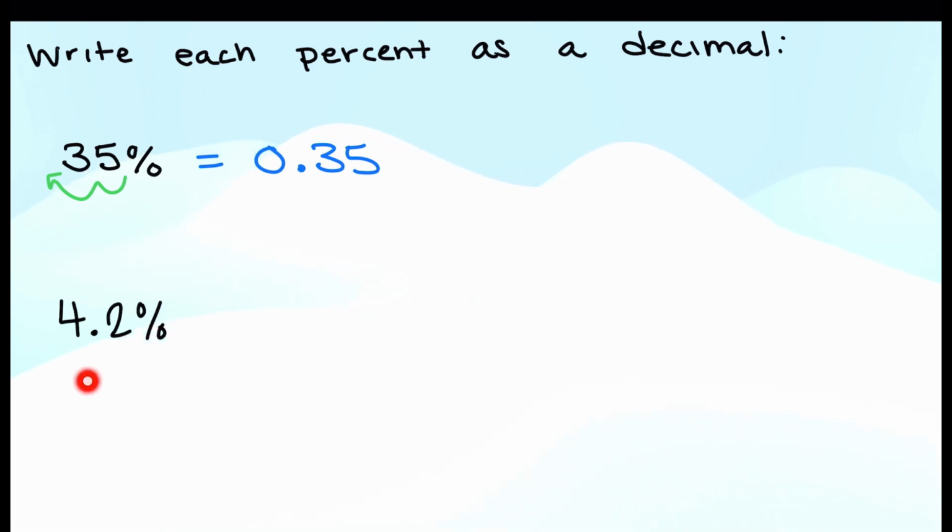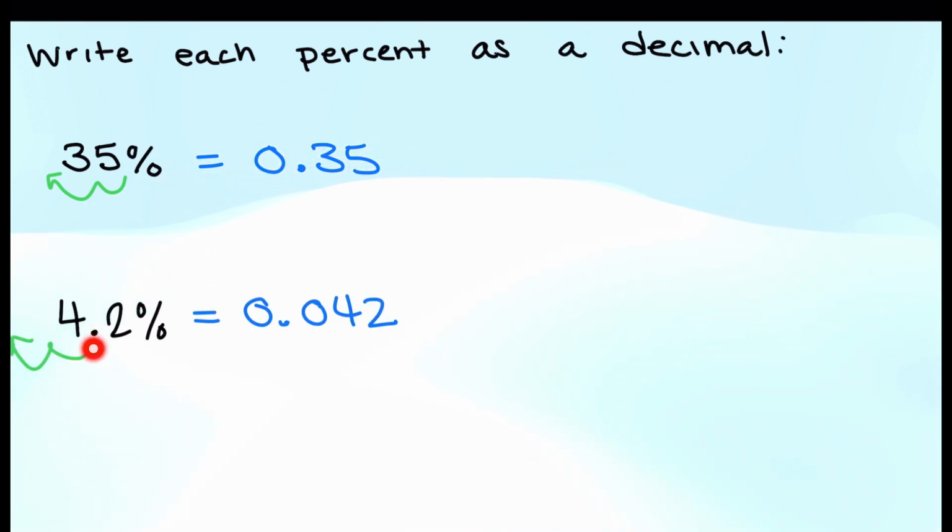Same is true with my second example, 4.2% means 4.2 over 100. To divide by 100, I have to move the decimal 2 places to the left. So I'm going to have to add a 0 this time. And 4.2% turns into 0.042. If you wanted to convert a decimal into a percent, you would just do the opposite. You could take the decimal and move it 2 places to the right.